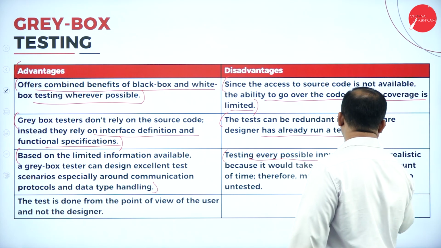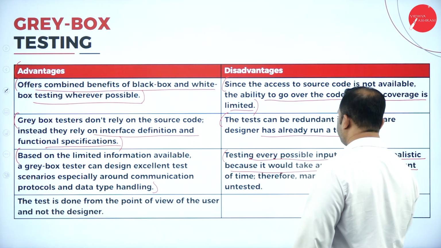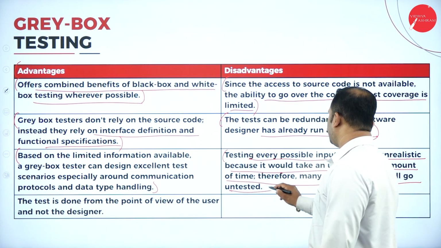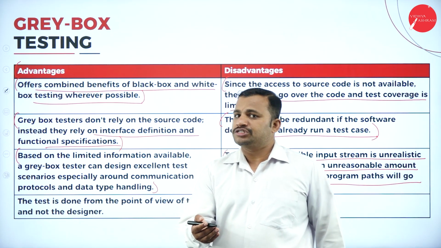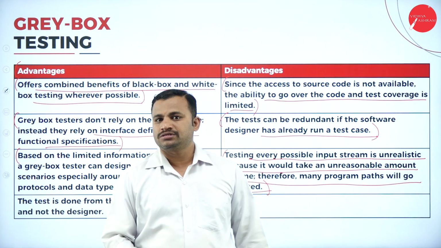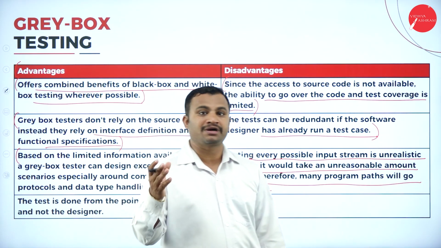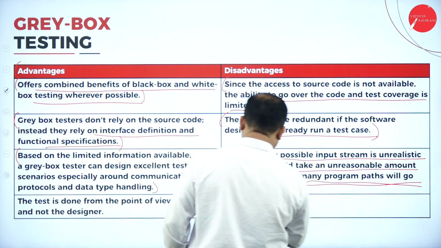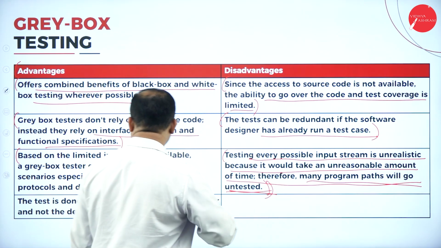Testing every possible input stream is unrealistic because it would take an unreasonable amount of time. Therefore, many programming paths will go untested. For example, if there is any code which is not reachable at all, suppose in the source code, the code is not reachable due to some conditions, then the program paths will go untested. That is the meaning of that.